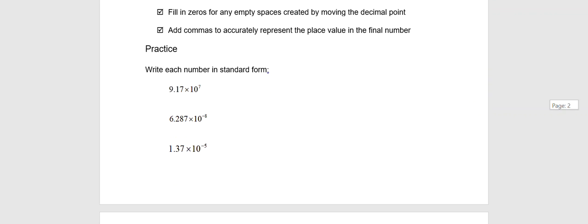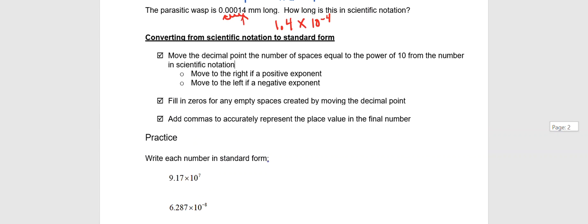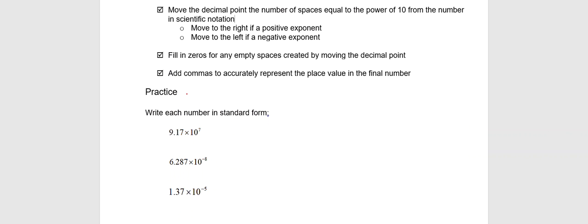So I won't ask you to do anything more because that is converting standard to scientific notation. To work in reverse, we will simply use our exponent to tell us how far to move. So this says move 7 spaces to the right.